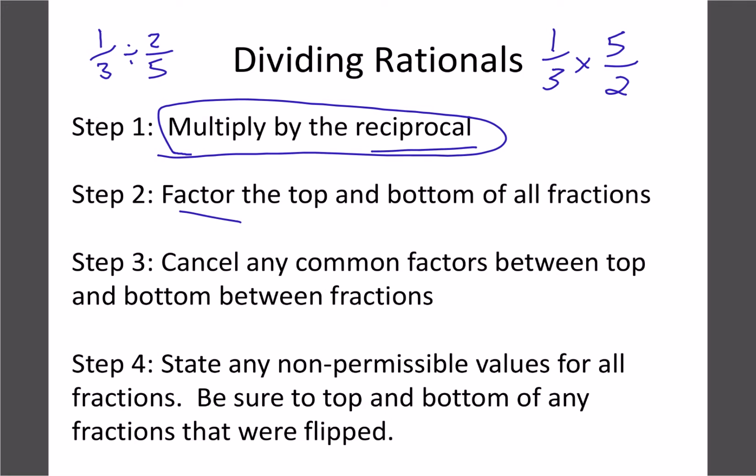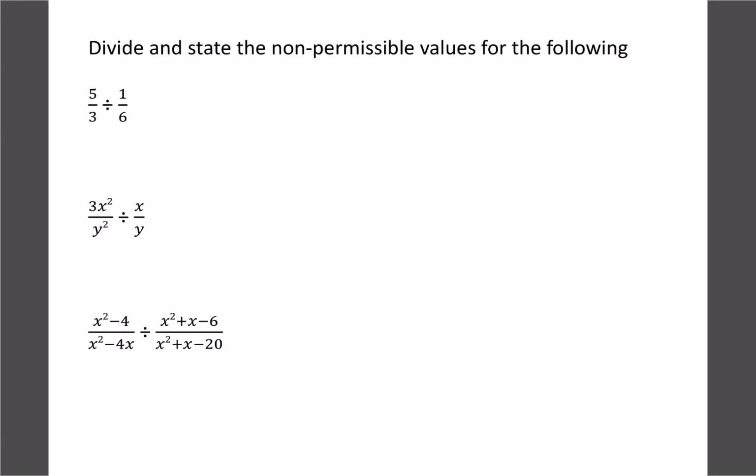So factor everything, cancel all your factors, do your non-permissibles. There is one little trick with dividing with the non-permissibles, so we'll come back to that in a second once we look at some examples. So the first one, regular numbers again, so we would have 5/3 multiplied by the reciprocal, so 6 over 1. So with this one we can cancel a 3 out of each, so we'd have 5 times 2 would be 10, would be our final answer.